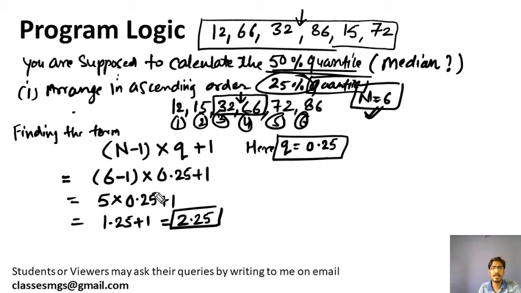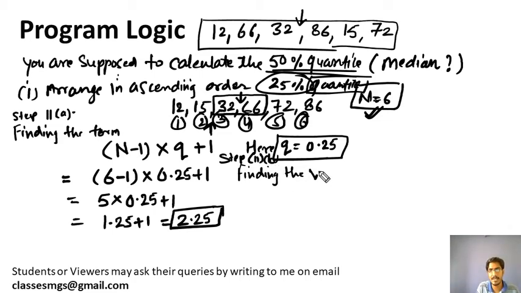So in this particular data set, the 2.25th term will be the 25th quantile. So the 2.25 term will be somewhere between the 2nd and 3rd terms. For calculating the exact value, this is step 2. This is step 2a, and this is step 2b, in which we are finding the value.